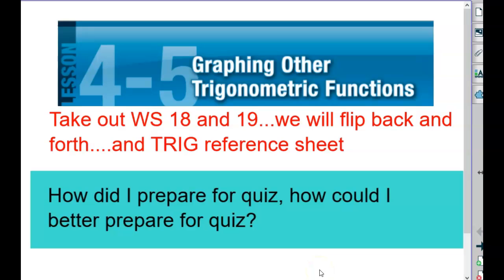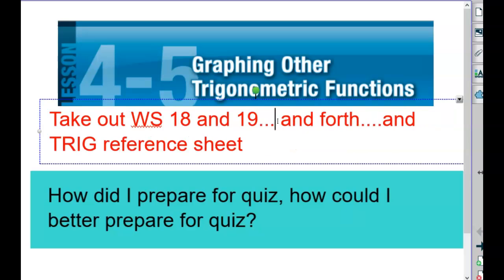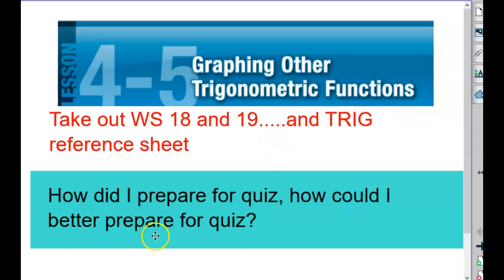So we are on worksheet 18, maybe, or is it 19? 18, right? 18 AB and 19, and I don't think we're going to need to flip back and forth too much. That little bit right there is old news from last year. It says you need a Trig reference sheet. I'm not real sure why, but we'll figure that out as we go.